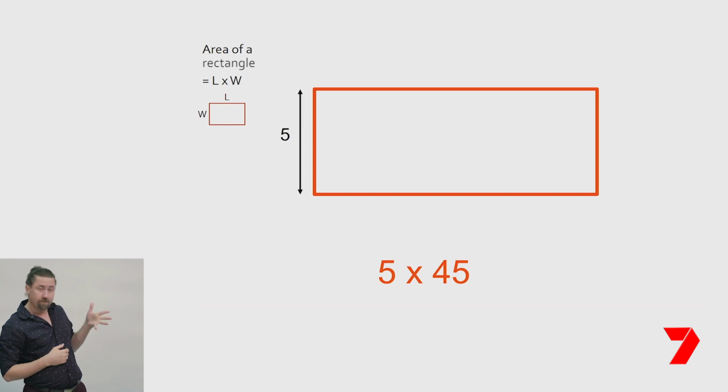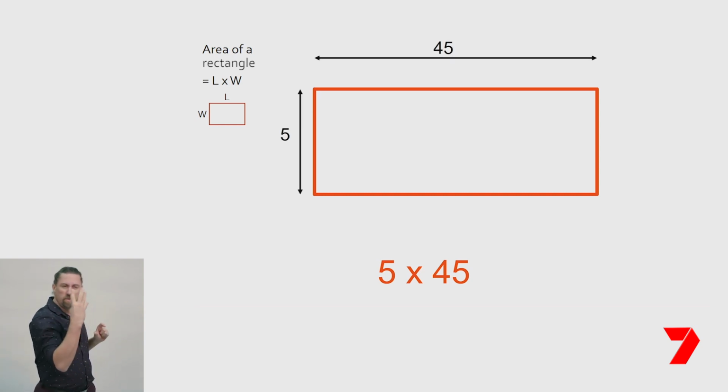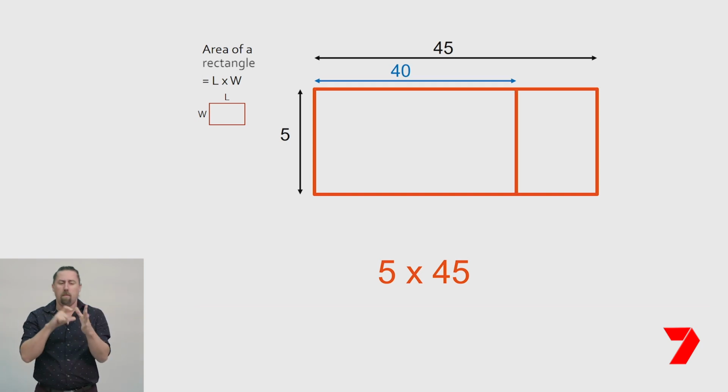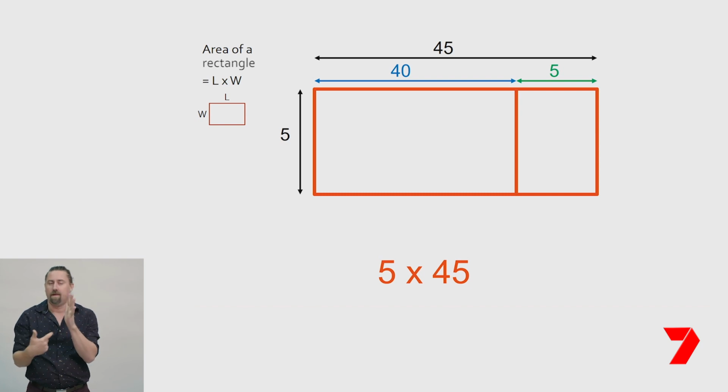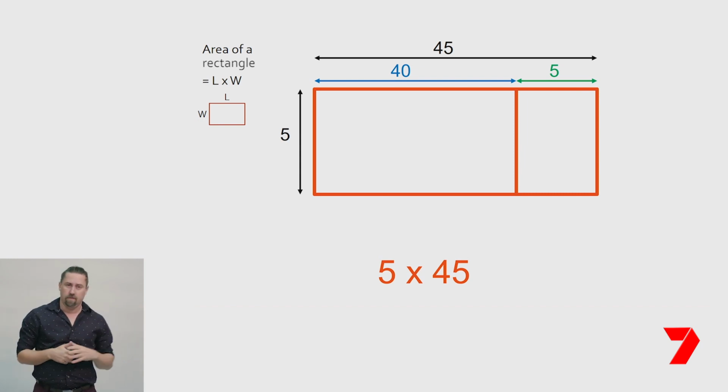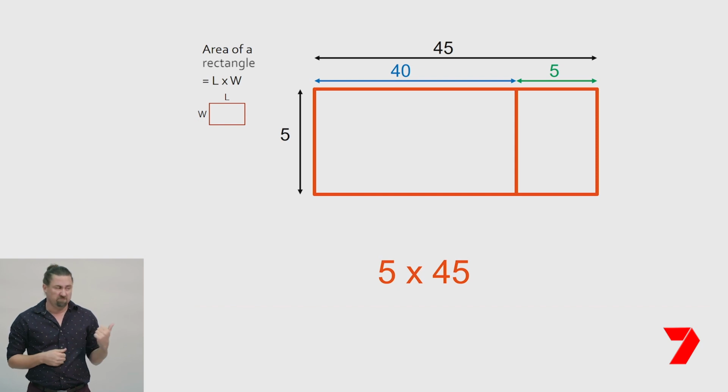Our diagram is 5 squares wide and 45 squares in length. Then we split the rectangles into smaller rectangles using place value parts. 45 has 4 tens and 5 ones, so the length of the rectangle is split into 40 and 5. We do not have the grid squares to count this time, so we're going to have to calculate using area.